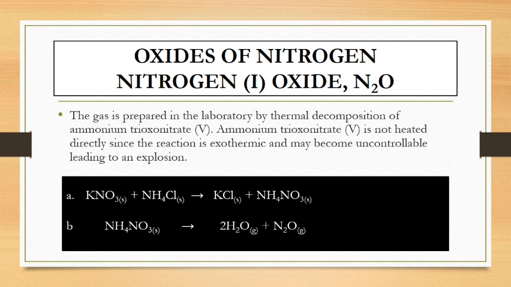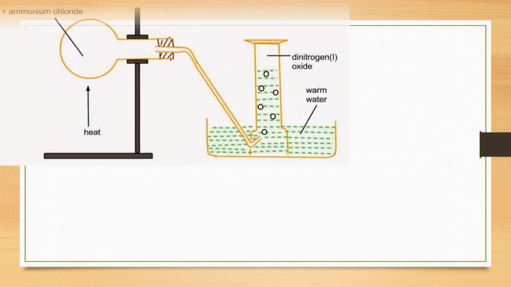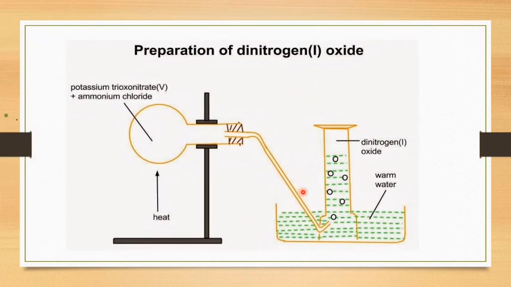Now let's look at the schematic illustration as well. Okay, you can see we have preparation of dinitrogen 1 oxide. We have potassium nitrate plus ammonium chloride. This whole setup is just explaining the last part I just finished explaining.